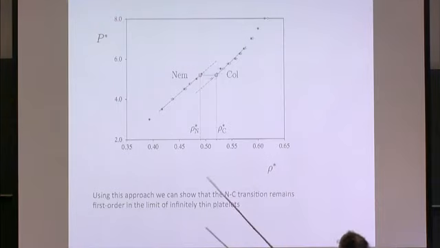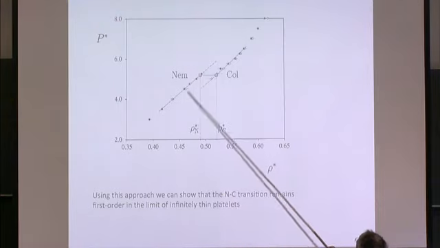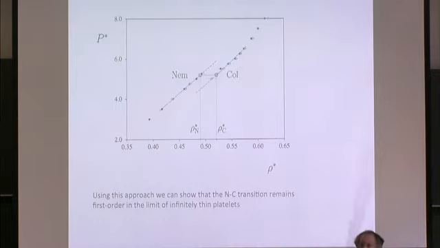And what do you find? You find that the transition from the pneumatic phase to the columnar phase is still there, so that even in the limit of infinitely thin platelets at sufficiently high density, you still have the same pneumatic to columnar transition.